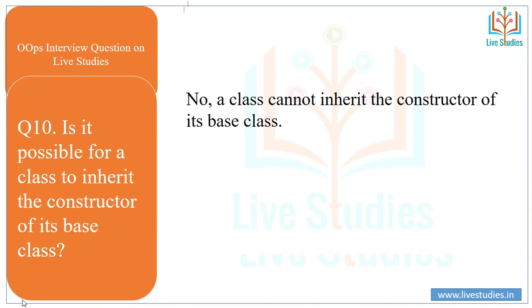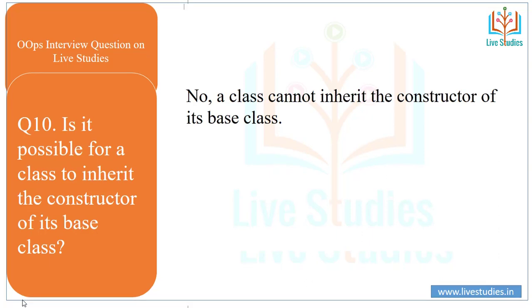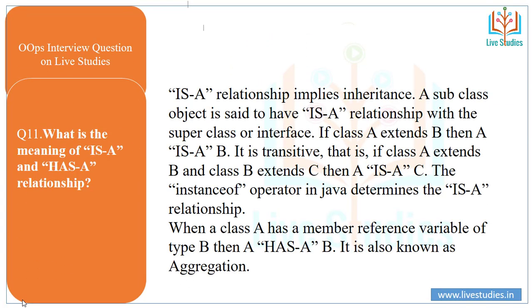Another question: is it possible for a class to inherit the constructor of its base class? No. A class cannot inherit the constructor of its base class. And that's the meaning of the IS-A and HAS-A relationship. The IS-A relationship implies inheritance, and a subclass object is said to be in an IS-A relationship with the superclass or interface.